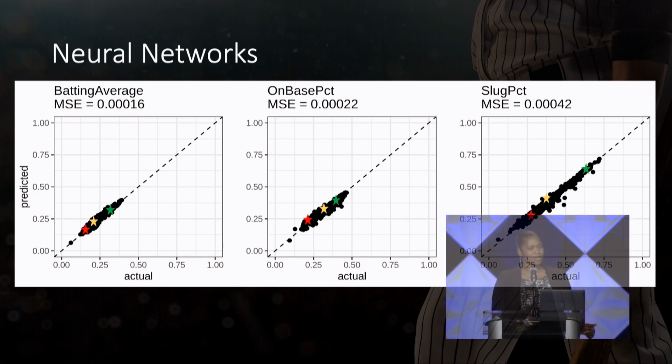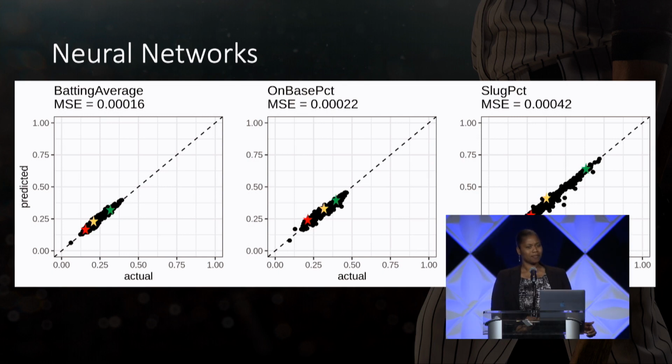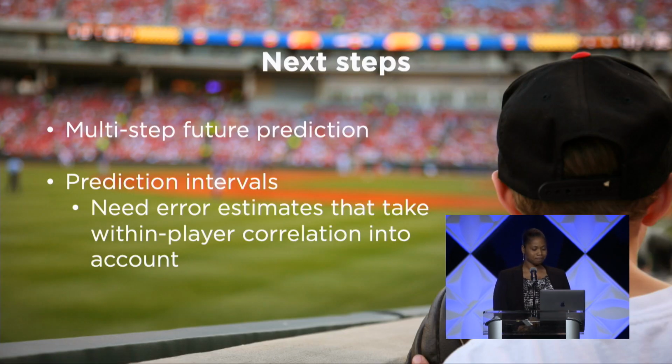So yeah, I can quit my job and work in fantasy baseball and make a lot of money, right? No. So obviously this was done more for illustration purposes. If I was really trying to deploy this, of course I'd have to do a lot of other types of validation. But again, this is illustrating the point that these types of models are useful for longitudinal data analysis.